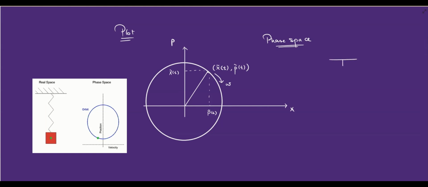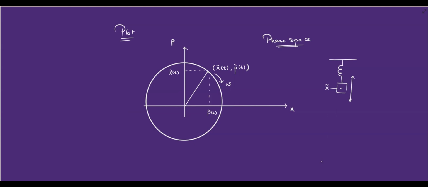So as this harmonic oscillator's position x tilde, let's say, will oscillate up and down, this point will keep on moving in a clockwise rotation in this phase space.